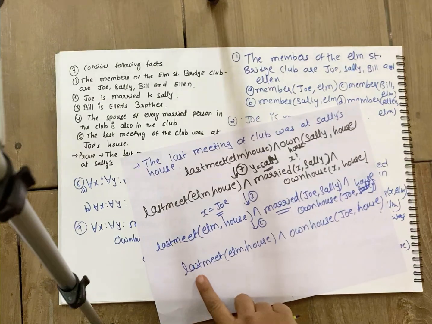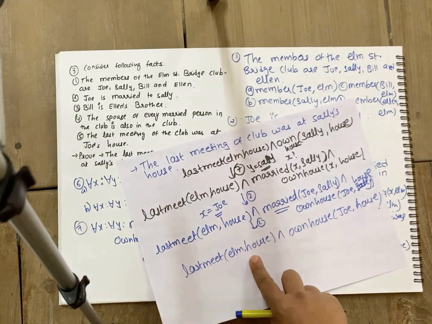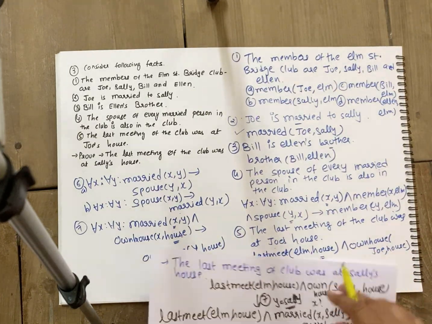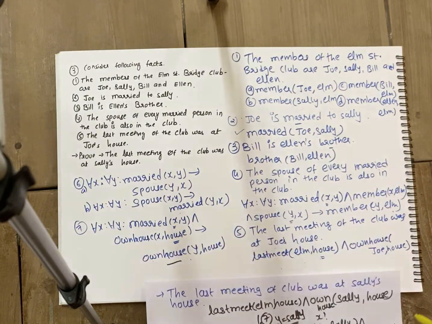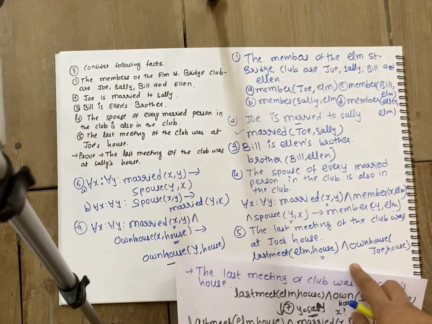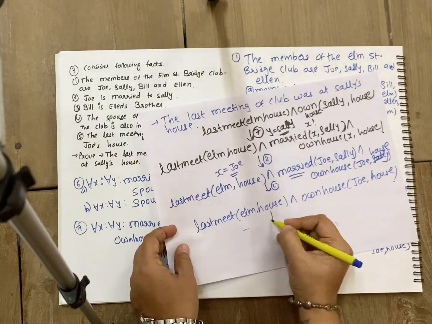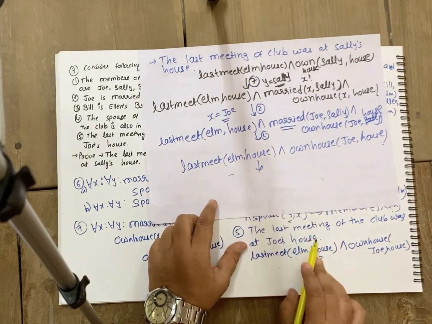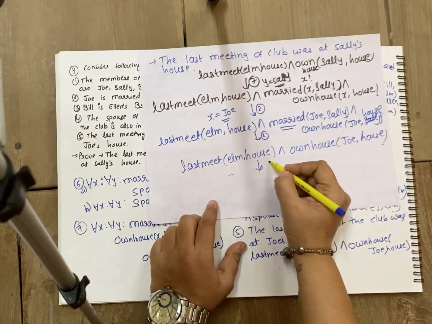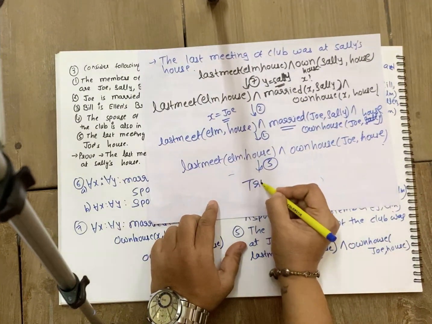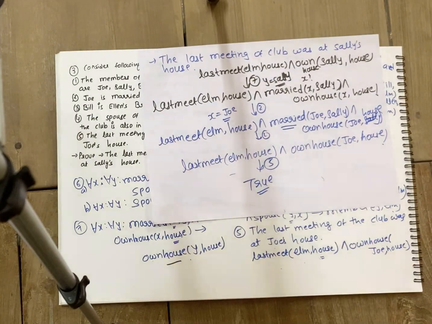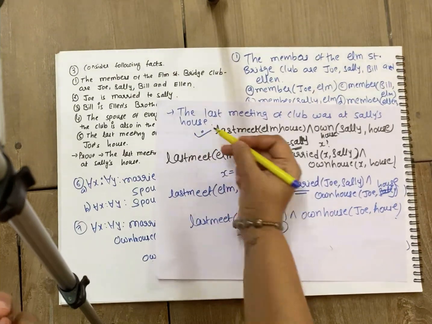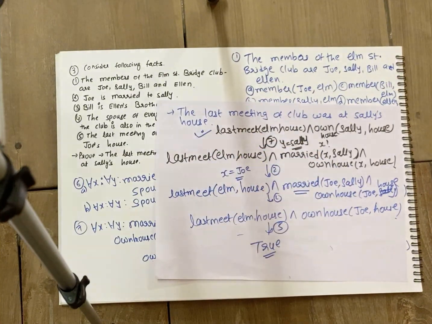Now if you search for this, the last meeting was at Joe's house, ELM was at house, and see the fifth one, last meet ELM house and own house. So this is exactly the same as the fifth fact. Match them: last meet ELM house and own house, Joe comma house. So if we support this by 5, it is true. And hence we can say that the last meeting of the ELM club was at Sally's house, and that is true.